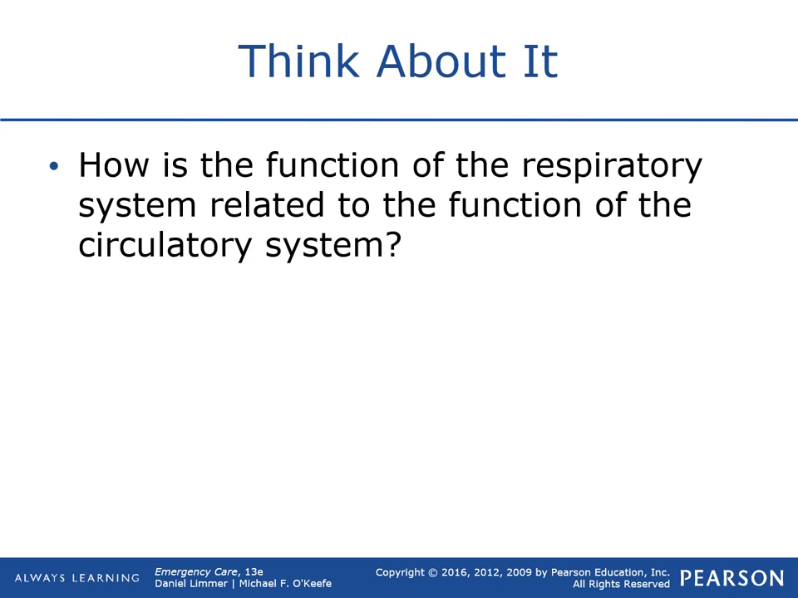How is the function of the respiratory system related to the function of the circulatory system? Really, these go hand in hand. The circulatory system's goal is to work with the respiratory system to get oxygen to the body. You have to pump the blood into the lungs from the circulatory system to get the oxygen, and then it has to come back and then be pumped again to the body and then pick up waste products, which will then be pumped to the lungs. So your respiratory and circulatory system are really hand in hand together.